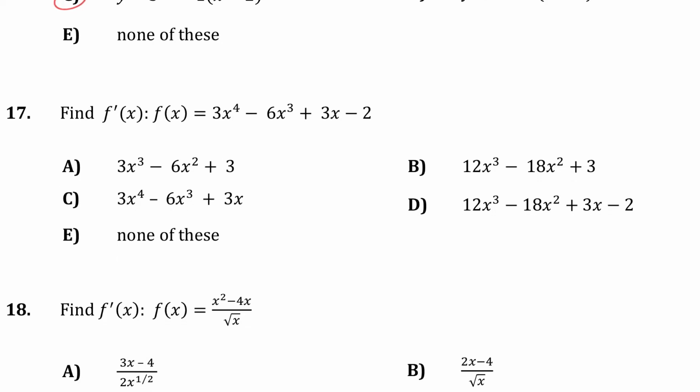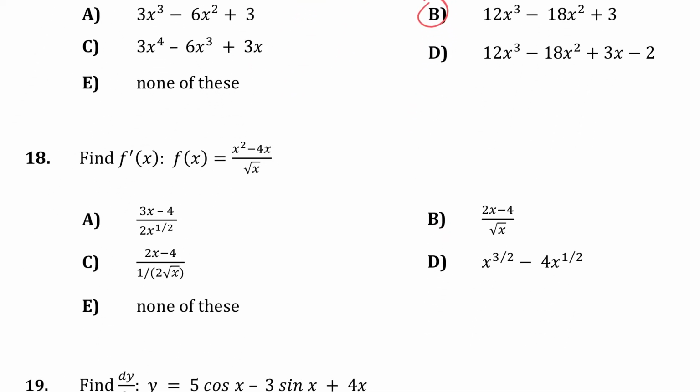Number 17. Find f prime of x where f of x is that. This one looks like it's going to be a breeze. This is easy. 4 times 3 is 12. X, drop it down to 1 less, and the exponent, minus 18, x to the second, plus 3. Oh boy, that was too easy. B.